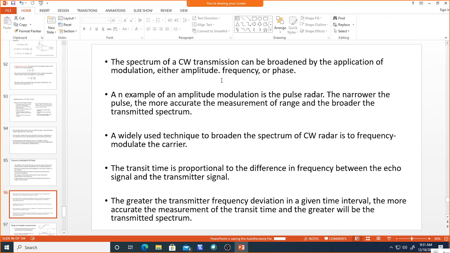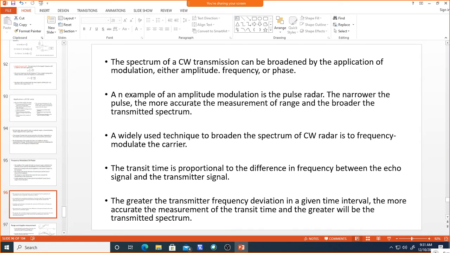Now, the spectrum of continuous wave transmission can be broadened by application of modulation, either amplitude, frequency or phase. In the simple continuous wave radar, the bandwidth is limited, which can be broadened by using a modulation technique.